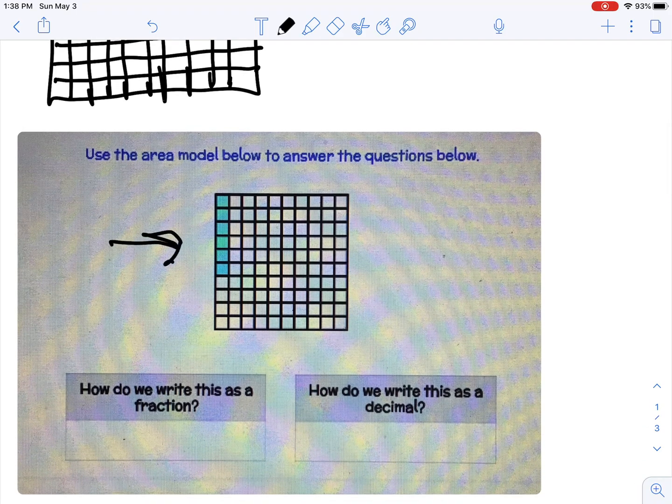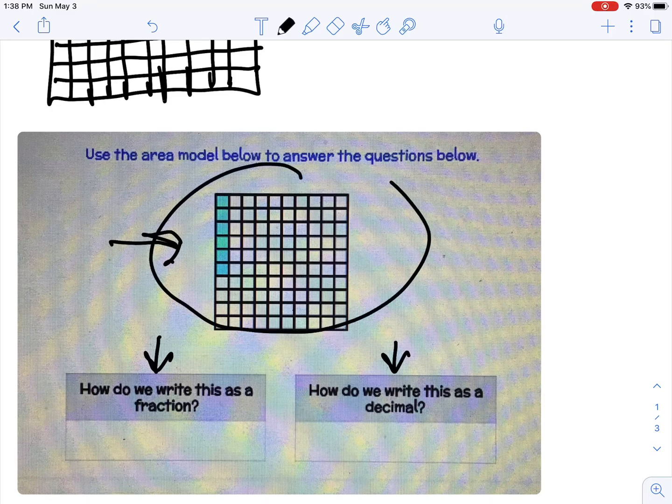On this one here, I want you to look at this area model, write the fraction that's being shown in the area model, and then write that fraction in decimal form. So go ahead and use this area model and write the fraction that it's showing and the decimal.